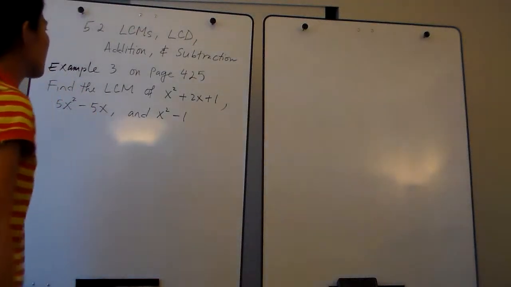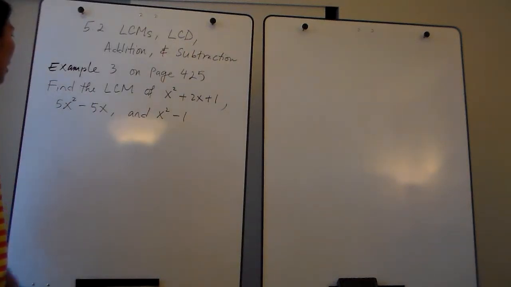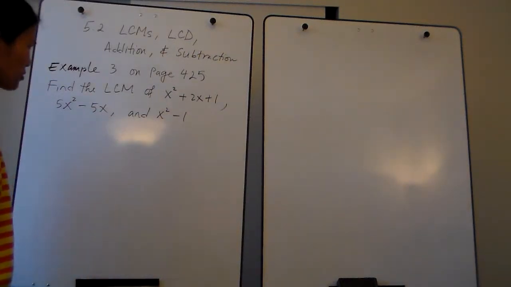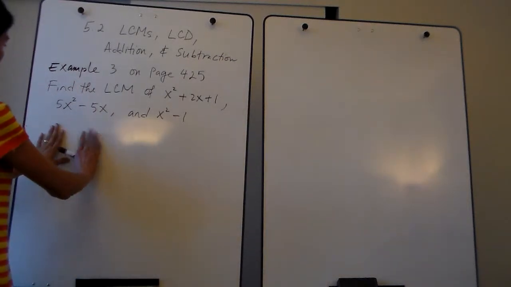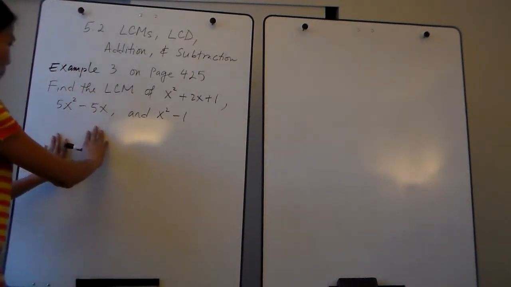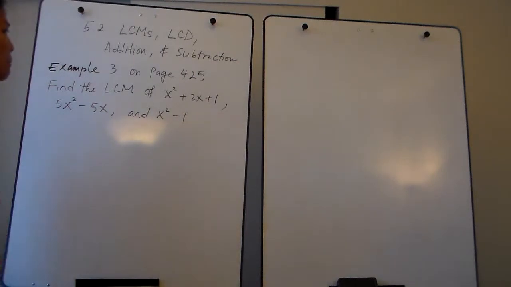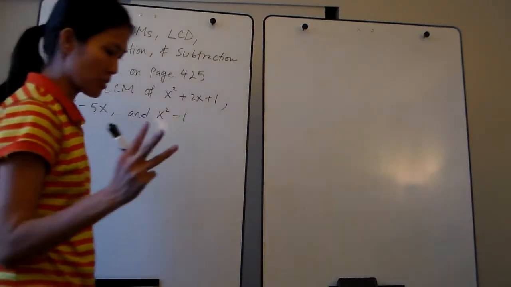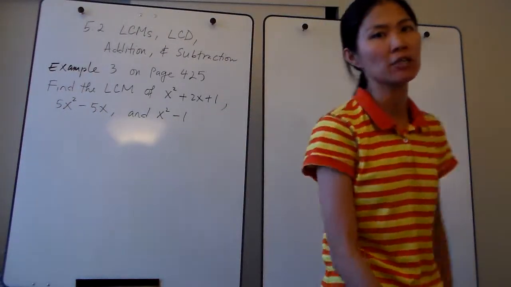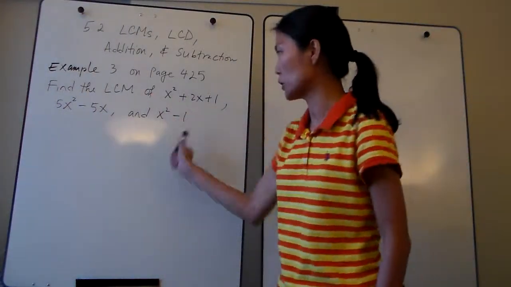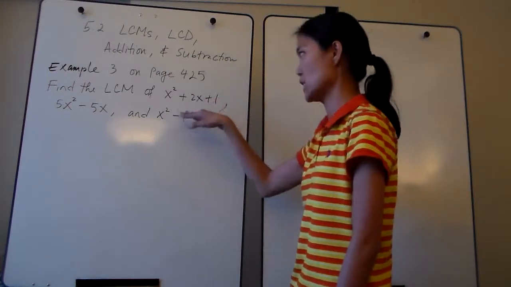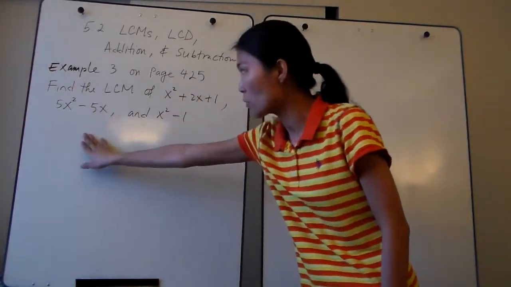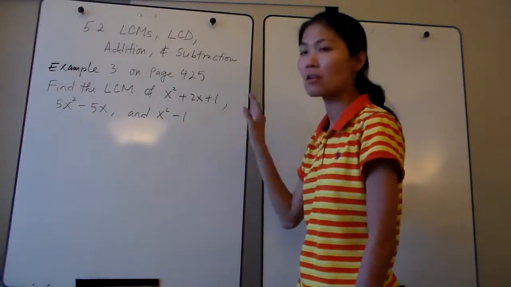Example 3 on page 425. Find the LCM of x squared plus 2x plus 1, the first expression. The second expression, 5x squared minus 5x. And the third expression, x squared minus 1. So this time we're given three expressions, and you're looking for the LCM of these three expressions. So you need to factor out the first expression, the second expression, and the third expression.